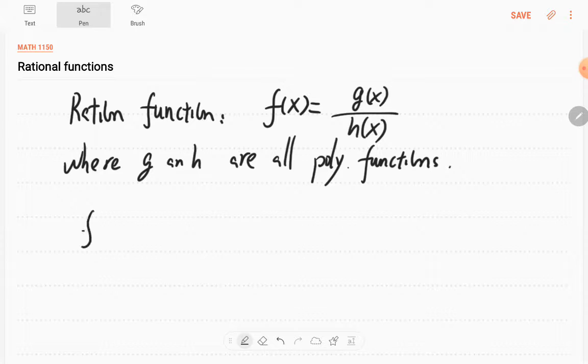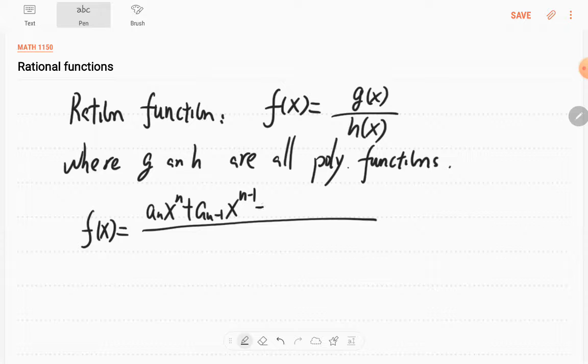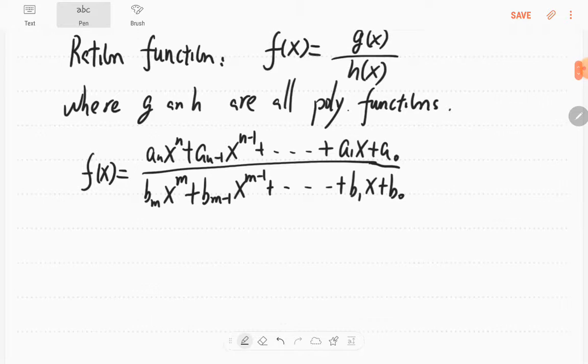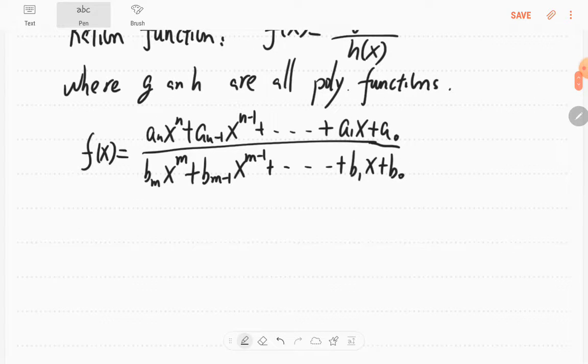So this f of x can be written as: if g is a_n times x to the n plus a_(n-1) times x to the n minus 1 plus ... plus a1 times x plus a0, this is the g. And h can be written as b_m times x to the m plus b_(m-1) times x to the m minus 1, another polynomial, plus ... plus b1 x plus b0, right? So this is the form of rational functions.